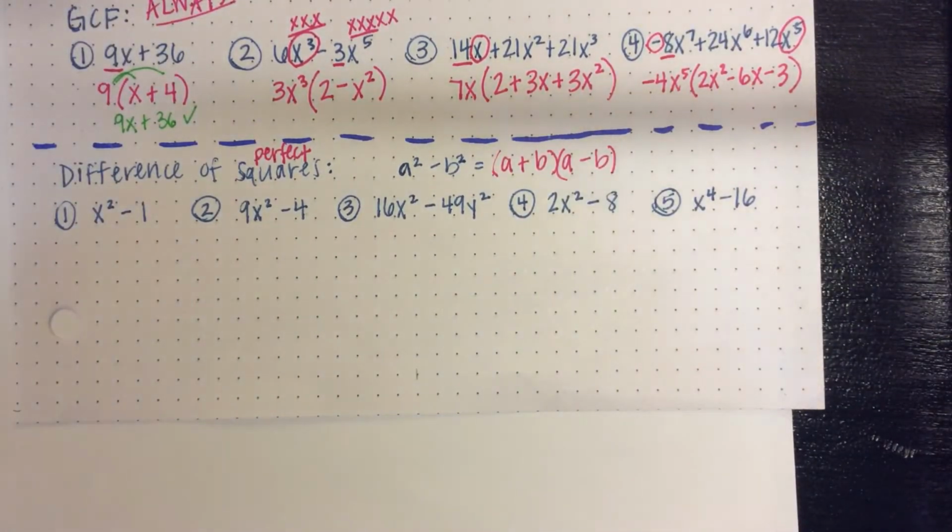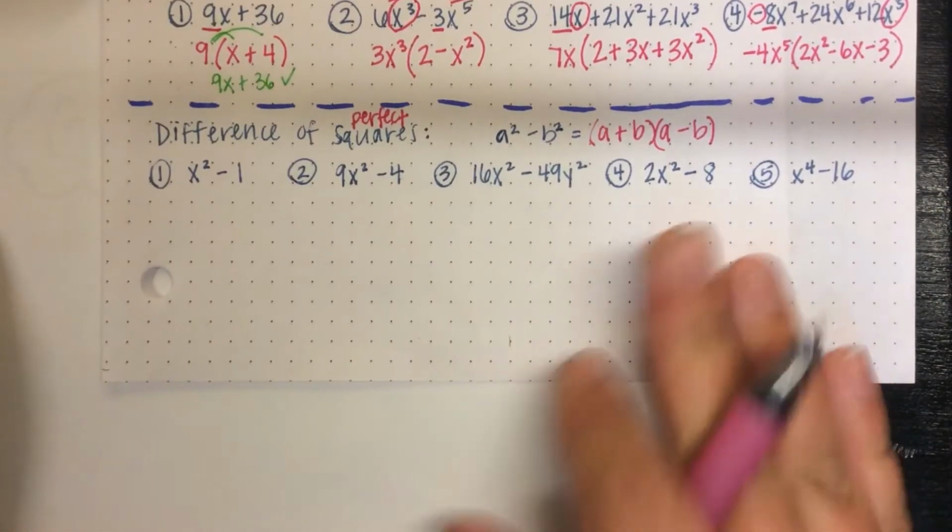So we have 1 plus and 1 minus in our parentheses. Now it looks kind of weird, but it'll hopefully make a little more sense when we start doing them.